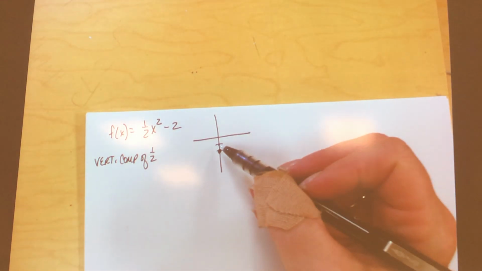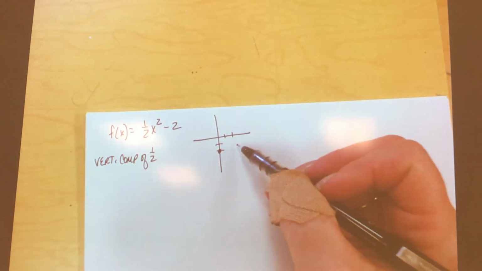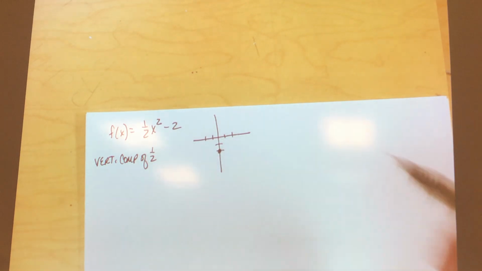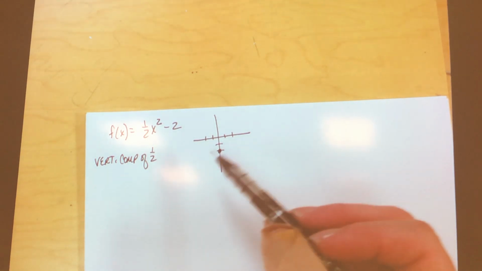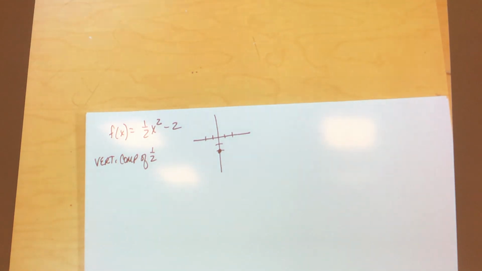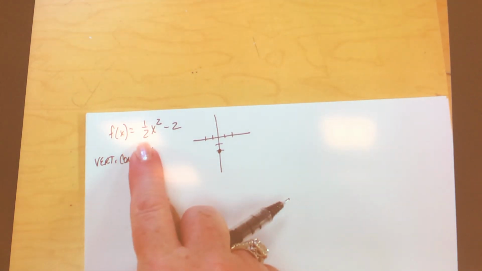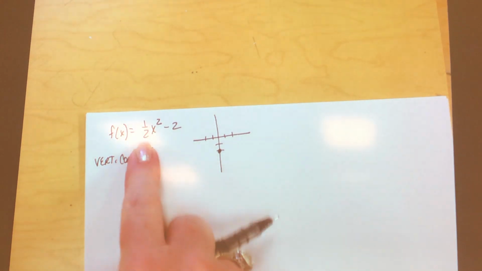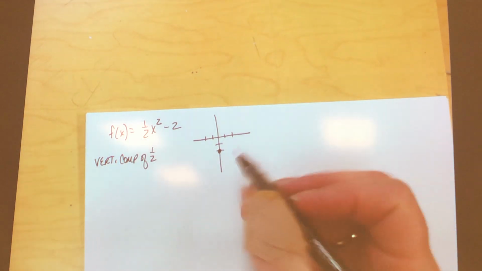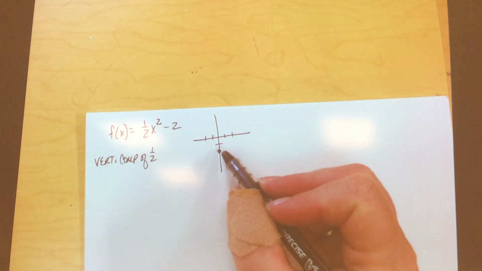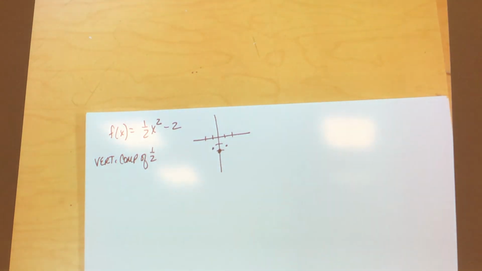Kids went up 1 and then they went over 2 and made a dot. You can't do that. You can only move away from this vertex to the left or to the right 1 unit. And since this number is smaller than 1, you're going to have to move up or down this many units and then just go over 1. So you go up 1/2 and over 1, and up 1/2 and over 1. That's the way you use it to draw.